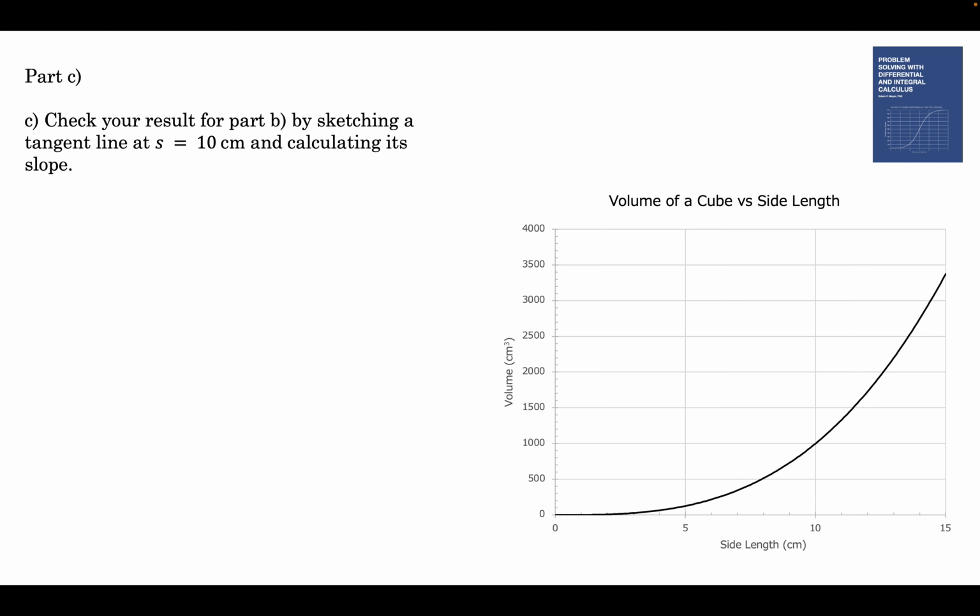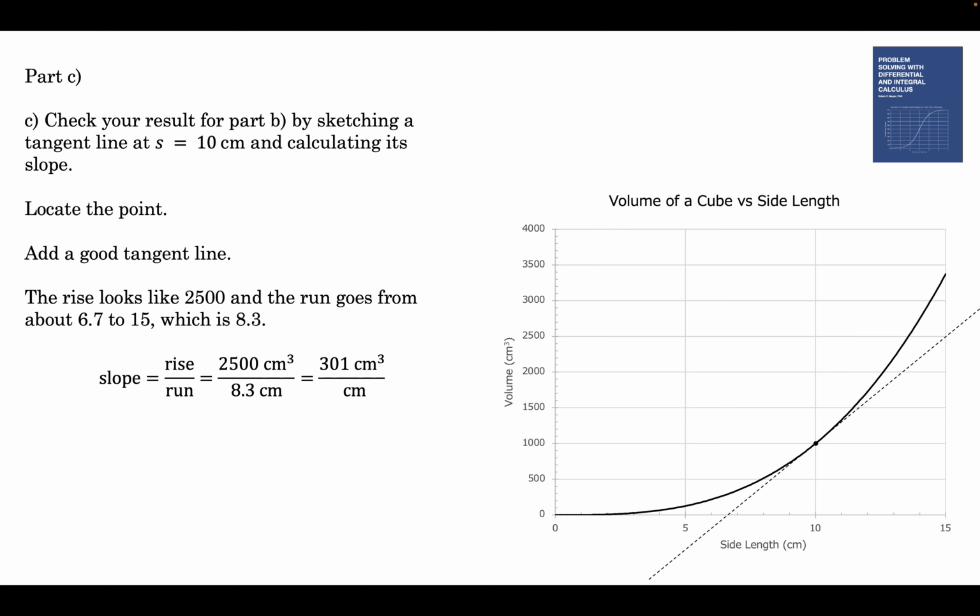Part C, check with the tangent line. So let's locate the point, draw a good tangent line. There it is. The rise is easy. It looks like 2,500 cubic centimeters. The run, what is that, 6.7? 6.7 to 15 is 8.3 centimeters. So the slope, 2,500 cubic centimeters divided by 8.3 centimeters, which we get 301, which we round to 300 because we're taking a tangent line. And that's what we got with the derivative. 300 centimeters cubed per centimeter at a side length of 10 centimeters.